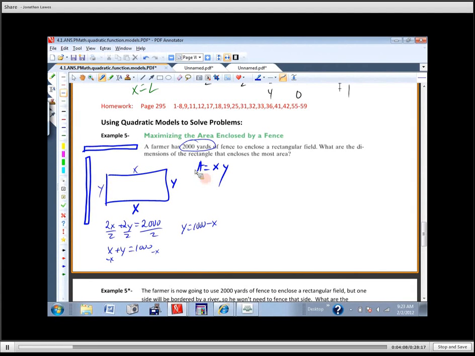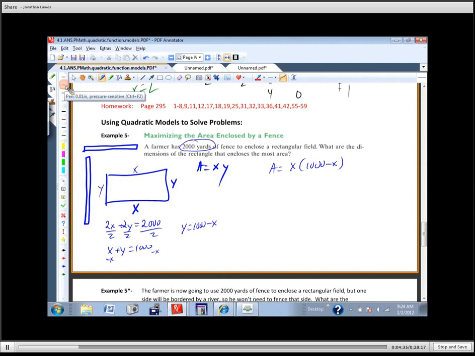So, remember up here what we didn't like? We didn't like the fact that it had two variables. What can I put in place of y now? 1,000 minus x. So I can put A equals x times 1,000 minus x. Now, before we get too far, this is quite a bit of work. This is actually the bulk of the problem right here. Everybody with me? But we could make this a little bit easier.